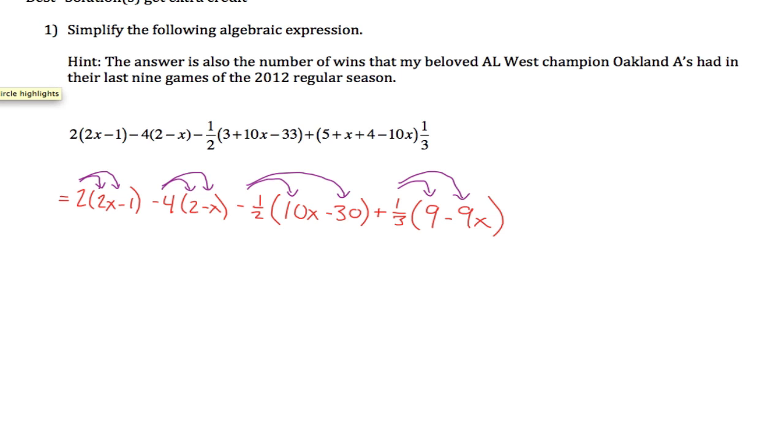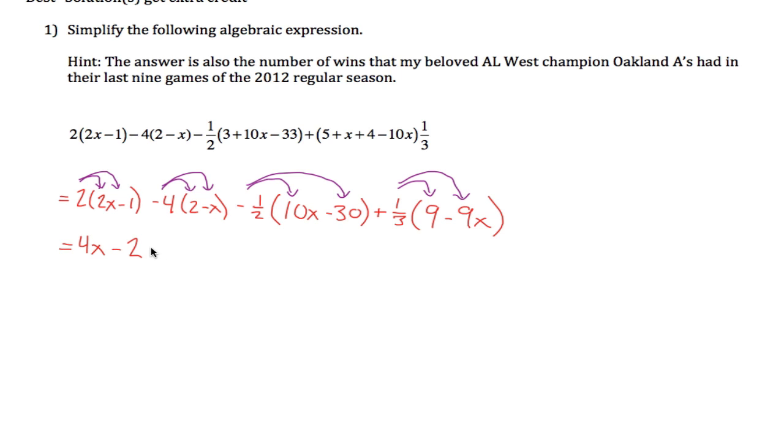So if we go through and do that, 2 times 2x is 4x. 2 times negative 2 is negative 2. 2 times negative 1 is negative 2. Sorry about that. Trying to watch football and make the video at the same time is a bad idea.